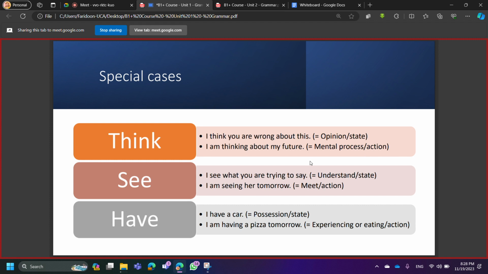now it's an action. Okay. Another one is "see". "I see what you're trying to say." Now it means I understand. It's again a state verb. But if you say "I'm seeing her tomorrow," it means that you're meeting her tomorrow. So it's an action, okay?